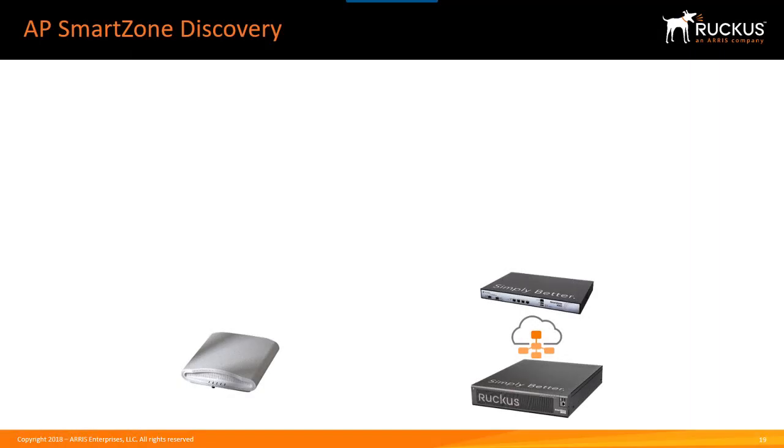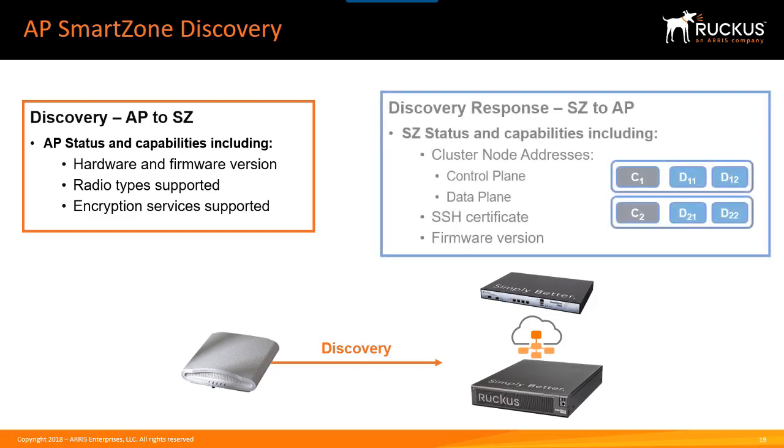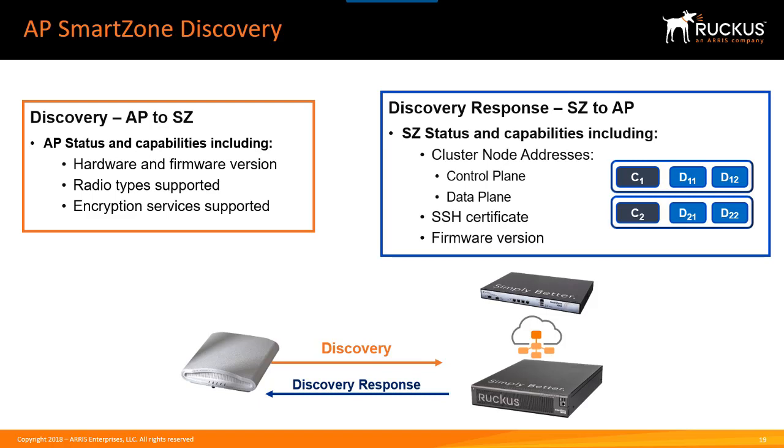Okay, so let's take a look at what just happened. Once the access point has the address of the controller, it initiates a discovery process by contacting the controller with information about its current capabilities, including its hardware, its firmware, radio types, encryption services, and things like that. And if the access point is compatible with the controller's configuration, the controller will respond with information that the access point needs, including the control plane addresses, data plane addresses if they're configured, and it'll install SSH certificates. And if all this matches and everything's approved by both devices, then the access point begins the registration and configuration process.